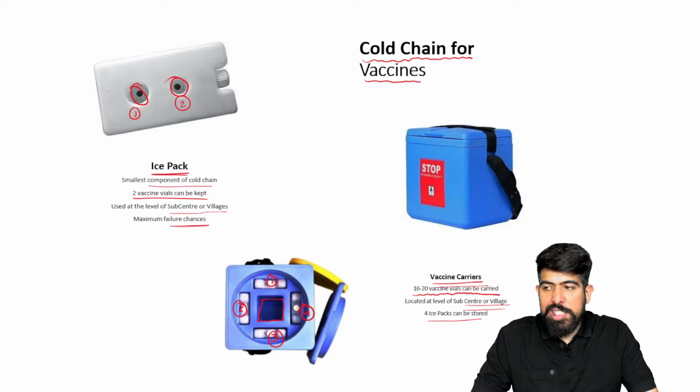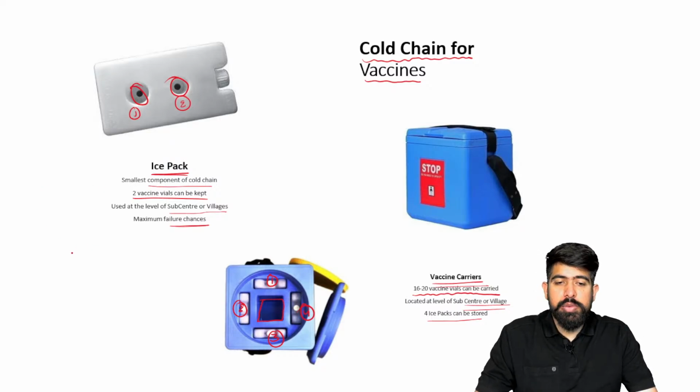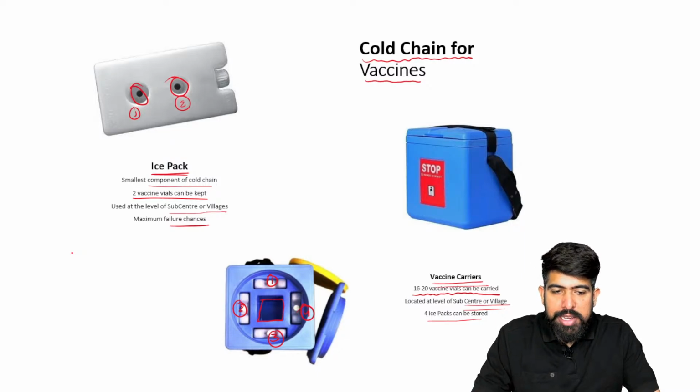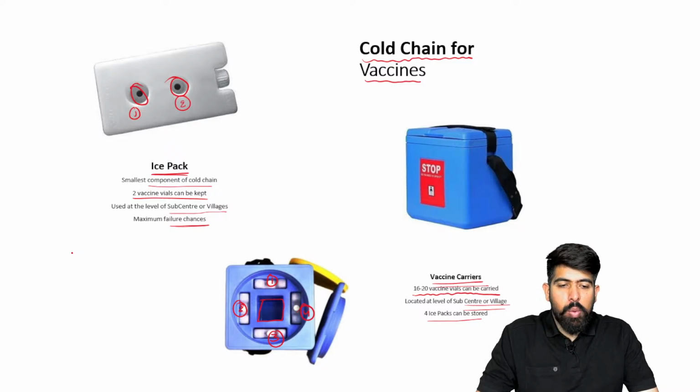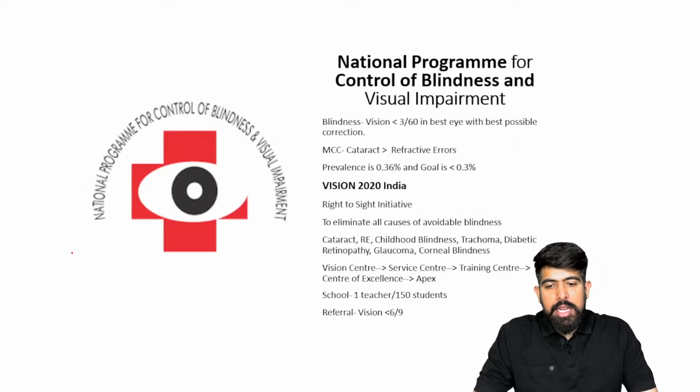So the ice pack is the smallest unit of your cold chain, and then we have the vaccine carrier. In the ice pack, we can keep two vaccine vials. In the vaccine carrier, we have four ice packs lined in it, and we keep 16 to 20 vaccine vials. Right.